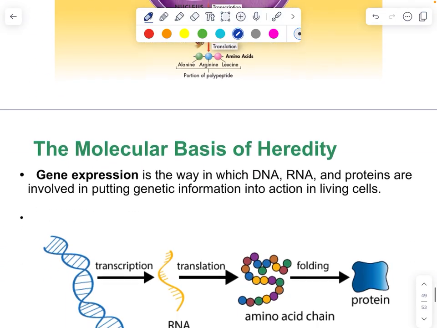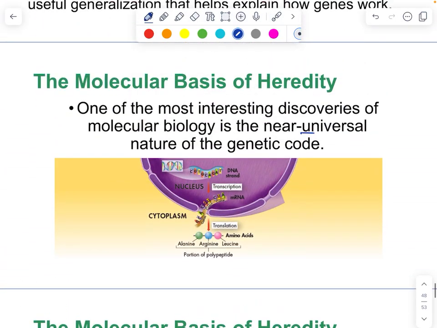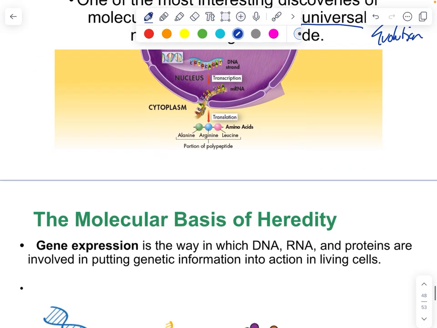And so it's universal. When you say that word, especially in secular biology, they want you to think evolution. In a Christian school like we are in, we can think common designer and stuff like that. We'll talk about that in the evolution unit.